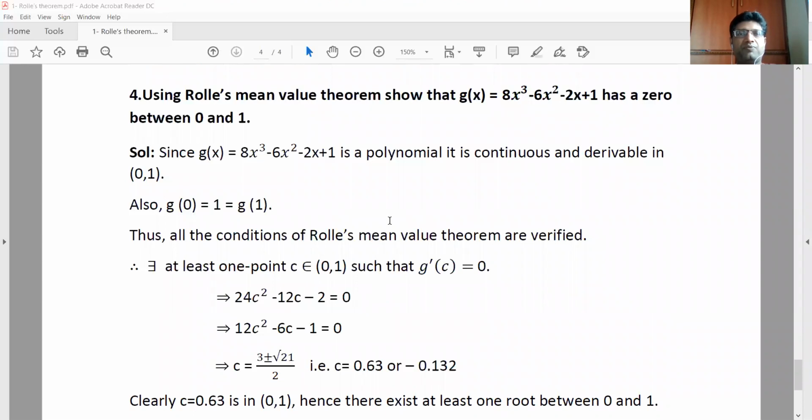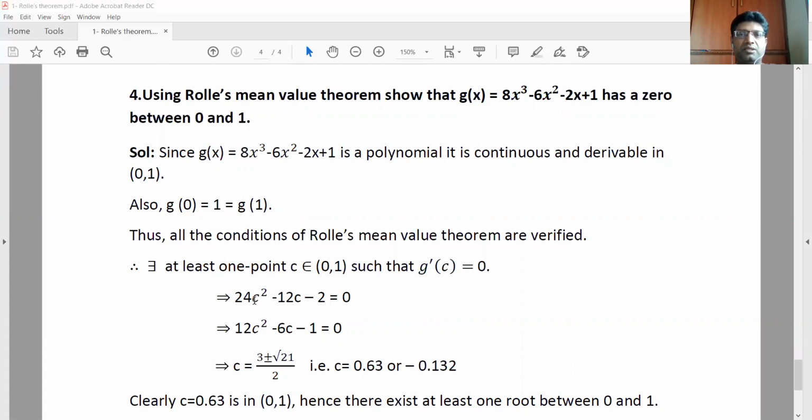Next, using Rolle's theorem, show that this polynomial has a 0, that means has a root between 0 and 1. Since this is a polynomial, it is always continuous and differentiable. If you substitute the endpoints of this interval, clearly they are 1. So all the conditions of Rolle's theorem are satisfied. Therefore, there must exist at least one point c belonging to the open interval 0 comma 1 such that g dash of c equals 0.